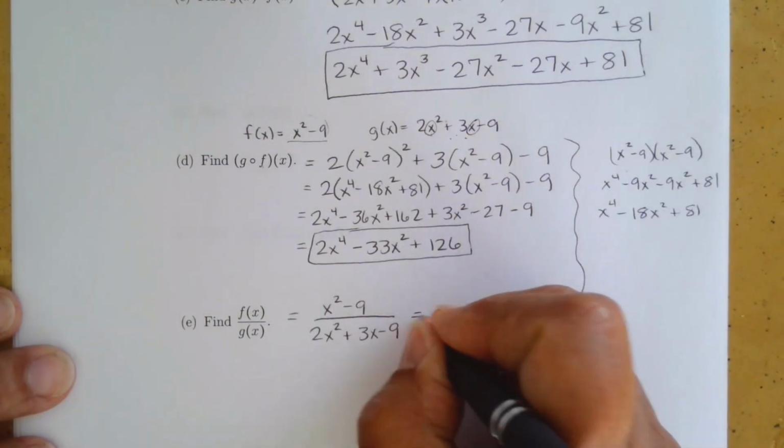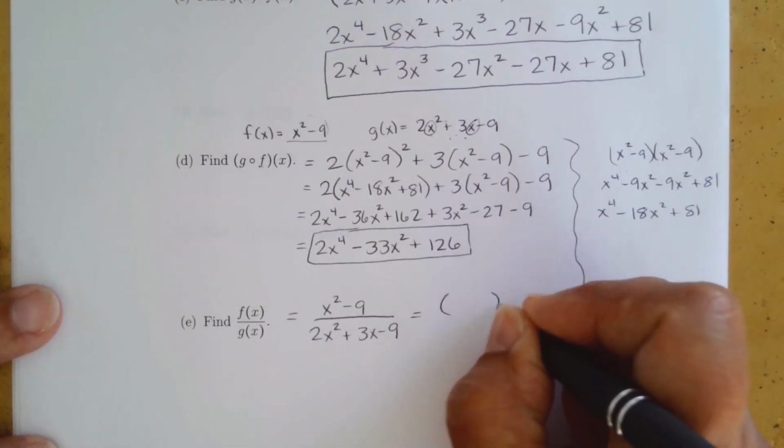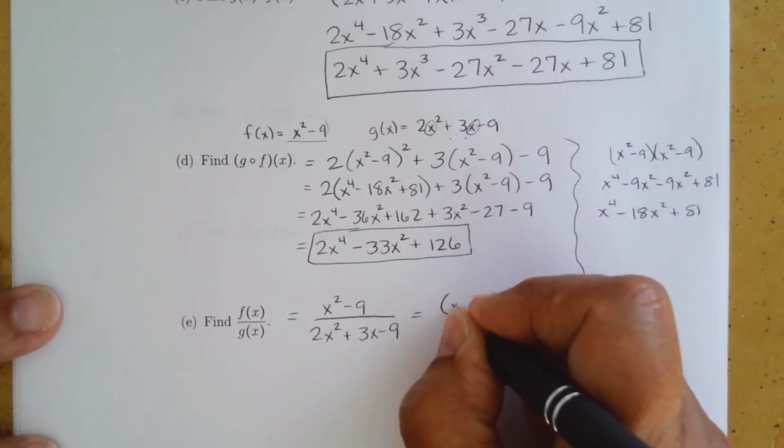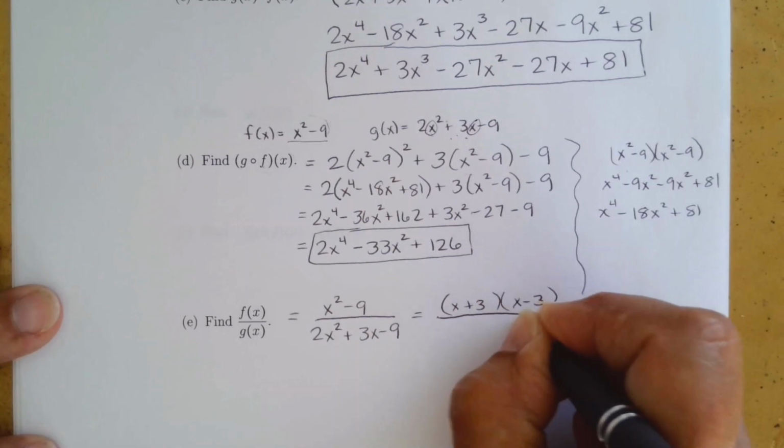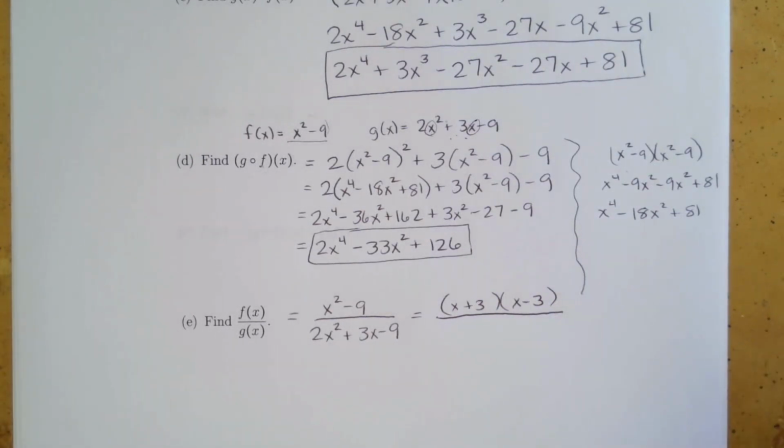So let's see. The top, x squared minus 9, that's a difference of squares. X plus 3, x minus 3. If you need help with factoring, please make sure that you review that or you get help, because you will be factoring quite a bit.